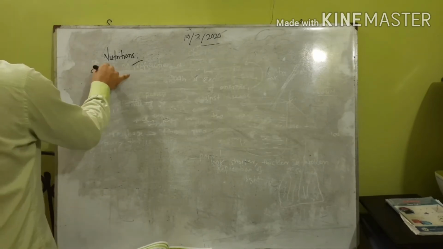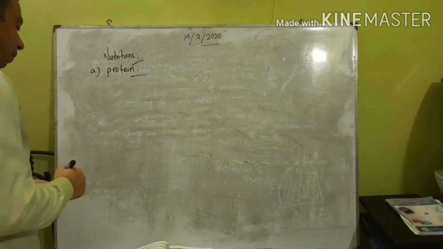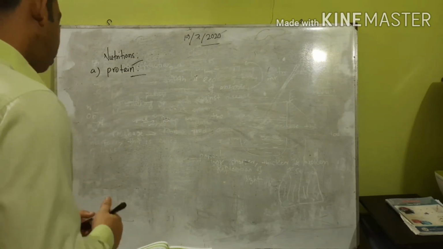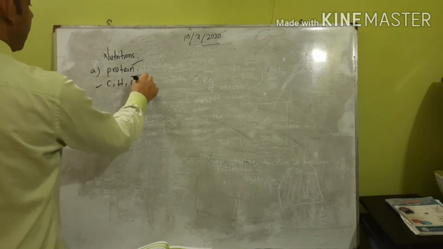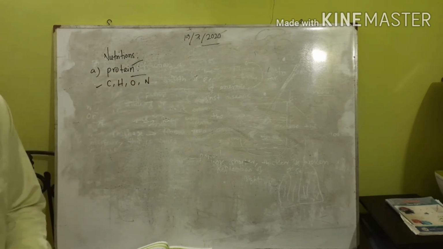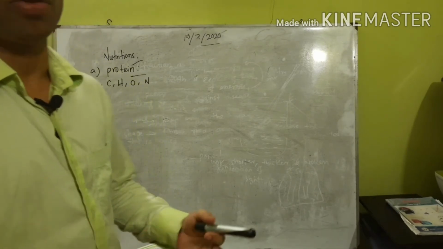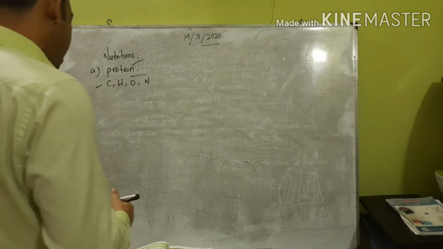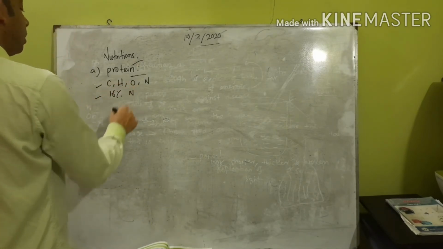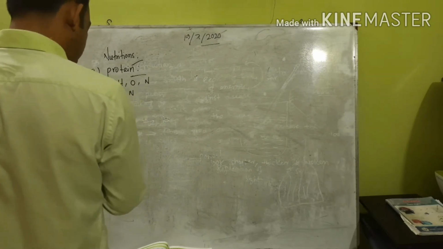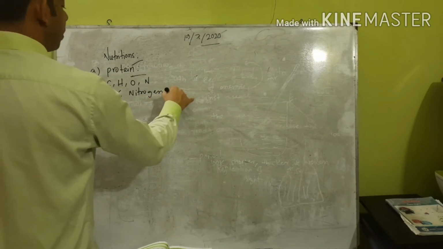For the very first time, protein. We will learn all of them, but protein is given first. It is carbon, hydrogen, oxygen and nitrogen. That means proteins are composed of these elements: carbon, hydrogen, oxygen and nitrogen. We can write about that. And protein is actually 16% nitrogen. So nitrogen is the maximum amount.